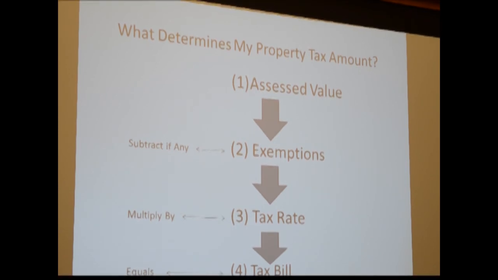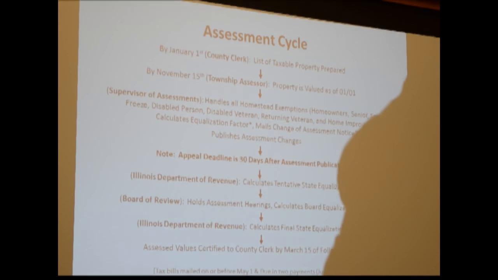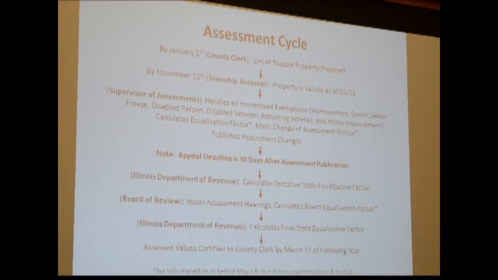The first thing we need to do is the assessment. First thing is your assessment. The cycle, just the standard cycle: by January 1st, a list of taxable properties is prepared by the clerk and the township assessors by November 15th. Property is valued as of that January 1st. You can read this. The supervisor of assessments is the person who handles the exemptions. If you want to do an appeal, it's always 30 days after the publication.